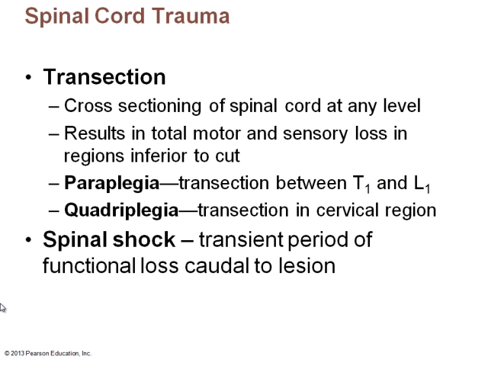Transection, cross-sectioning of the spinal cord at any level. Again, wires coming in, wires going out. I cut the wires, no information. No information is coming in, no information is going out. Paraplegia results when I transect between T1 and L1. And then quadriplegia is when I transect in the cervical region. Spinal shock, transient period of functional loss, caudal to lesion. So we can temporarily interrupt messages.